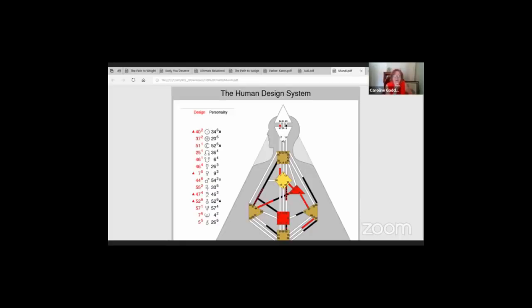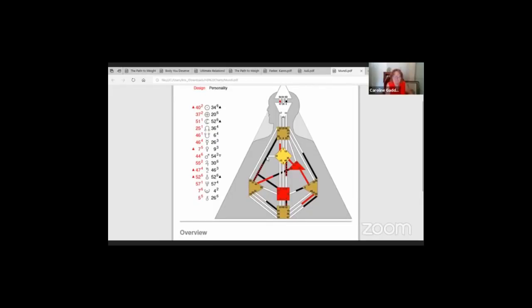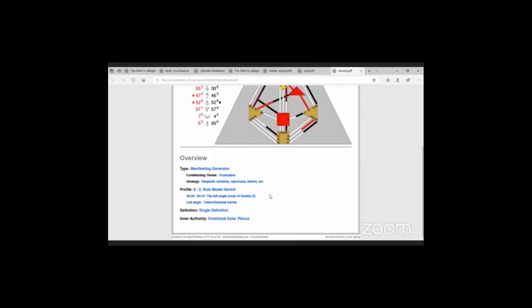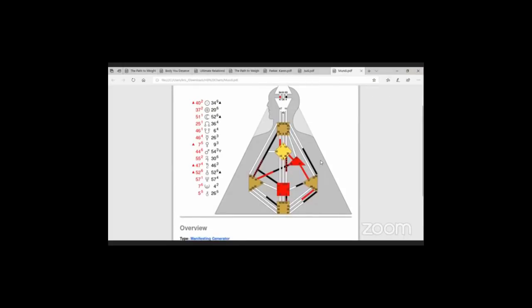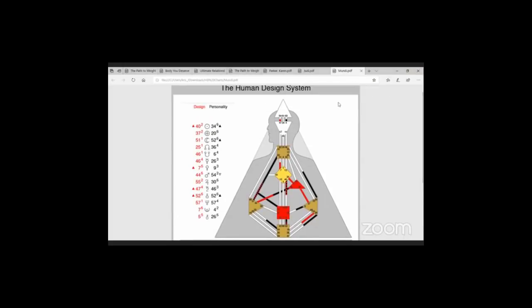The first thing I was looking for here with her question was her profile. Do we know what her incarnation cross is? Is it right or left angle? All right, can you see, I scroll down and it is a left angle cross of duality. Okay. And I'm going to scroll back up now. Oh, you're the one moving the screen. I was like, why is it moving?